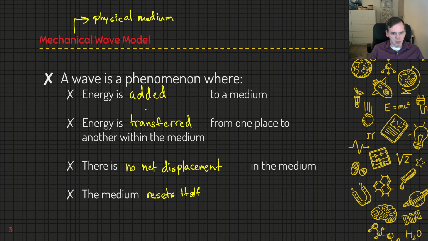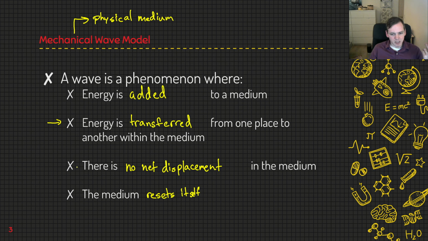Energy is added to a medium. This means a wave doesn't just pop out of nowhere. A wave is generated or created by adding energy into a medium. The main one that we're going to tend to think about is this one right here. If you see what you call a wave, what you're probably seeing is that transfer of energy. There's some sort of disturbance or change in the medium that's going to move from one place to another.